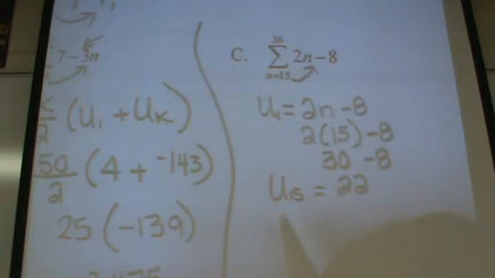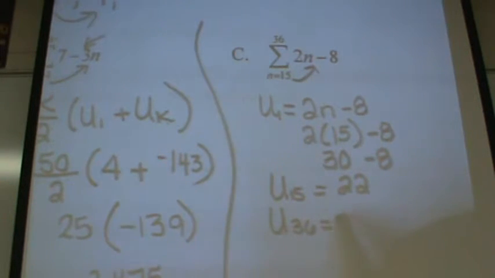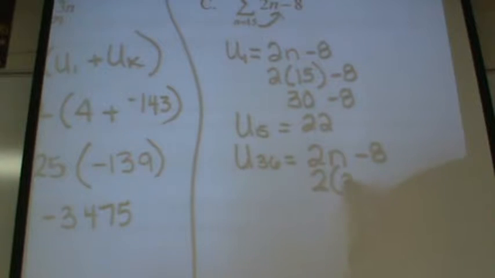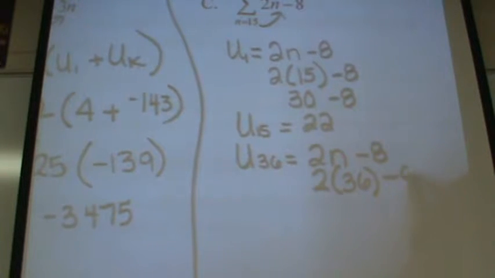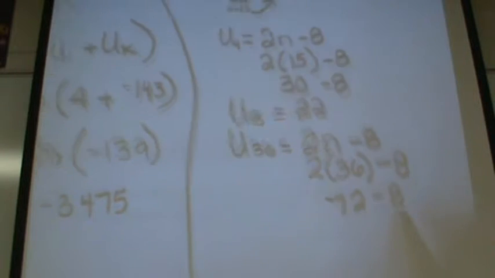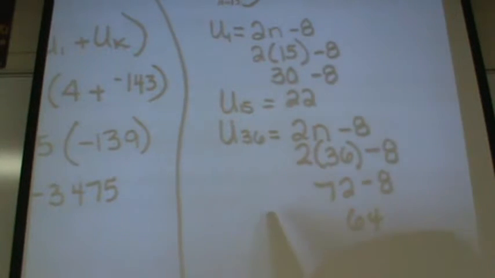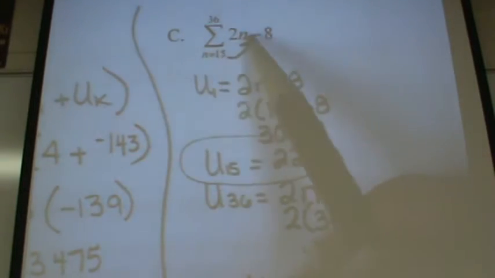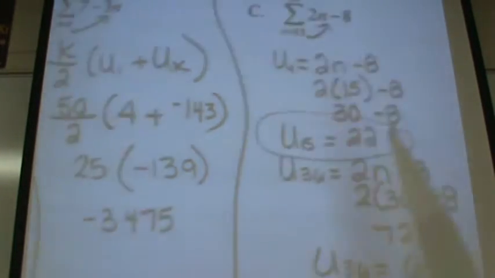How do you get the 36th term? You're going to do 2 times 36 and then subtract 8. So 2 times 36 is 72, and 72 minus 8 is 64. Questions? So how do you get the first term that you're adding up? You take the bottom number and plug it in, then the top number and plug it in.